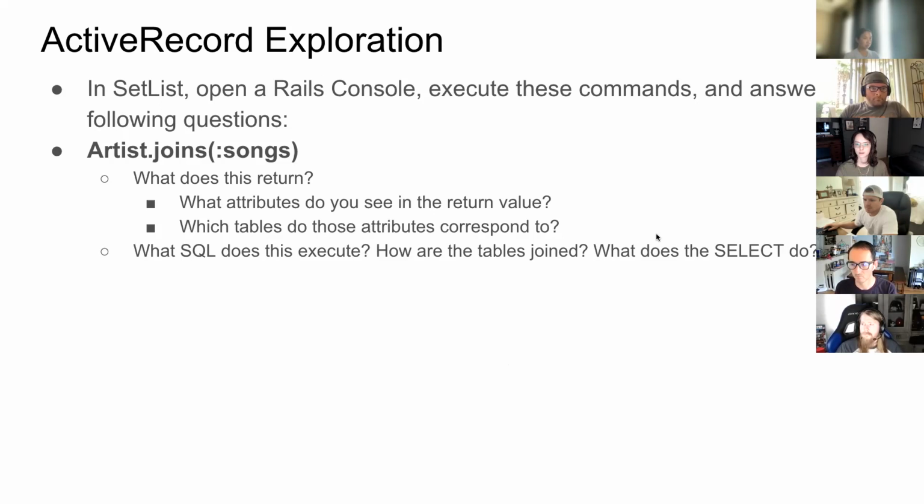It'll tell us what SQL it ran, and that can give us some valuable information as well. We'd be interested in knowing what SQL does this execute? How are the tables joined? And what is the select doing in that query? So again, you're running the Active Record and then discussing the SQL that happens when you run that.